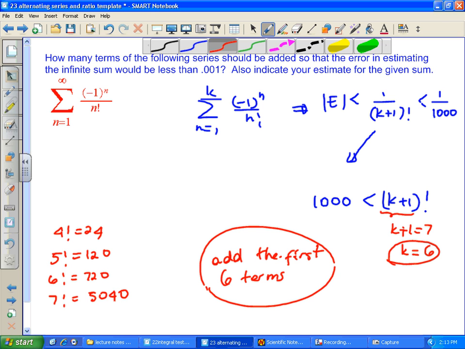Oh, I just wanted to give you a list of factorials to show you what they were, and from there we picked the correct one, because we wanted to find the first one that was going to be greater than 1,000. Okay? How do you set this one up?